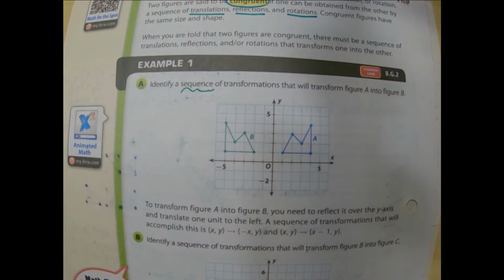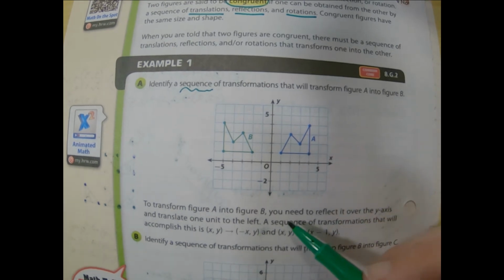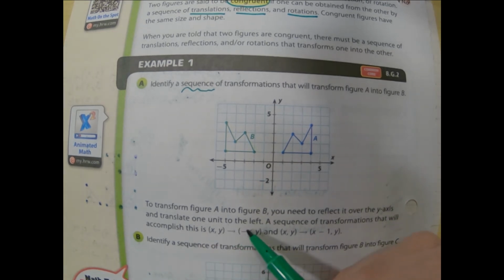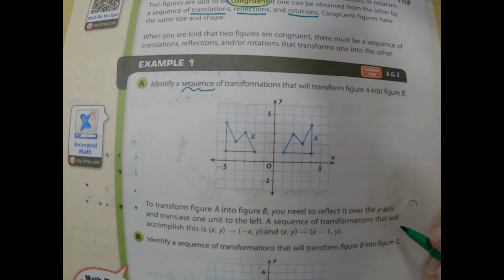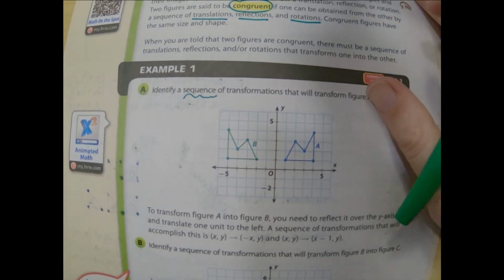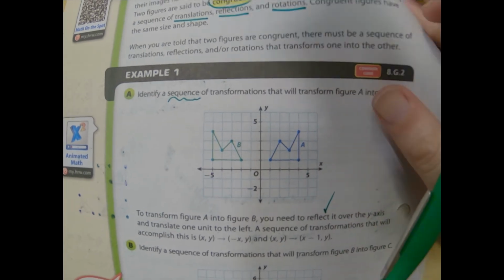Can't just be one. So to transform figure A into B, you need to reflect it over the y-axis and translate 1 unit to the left. A sequence of transformations that will accomplish this is multiplying your x's by -1 and then subtracting 1 from x as well to move it over. So this is a sequence.